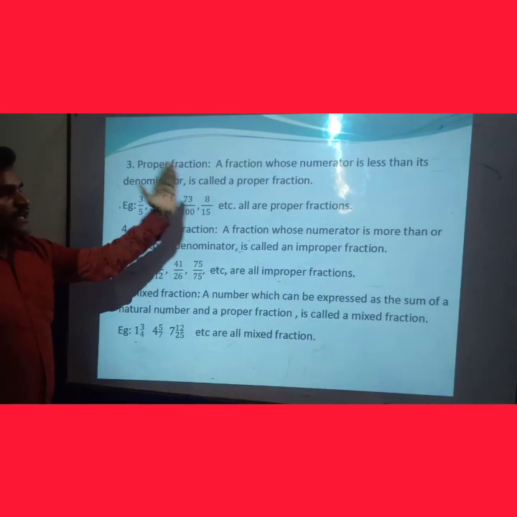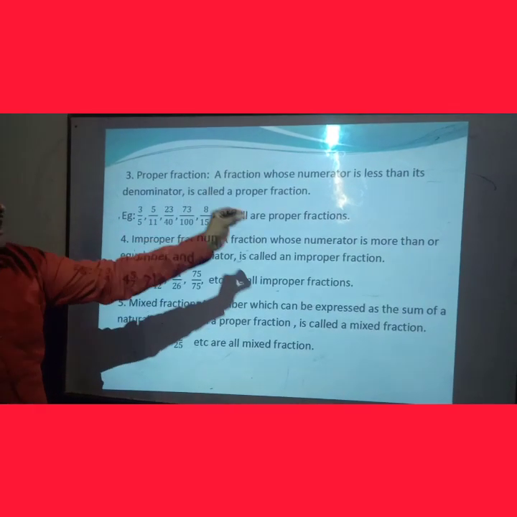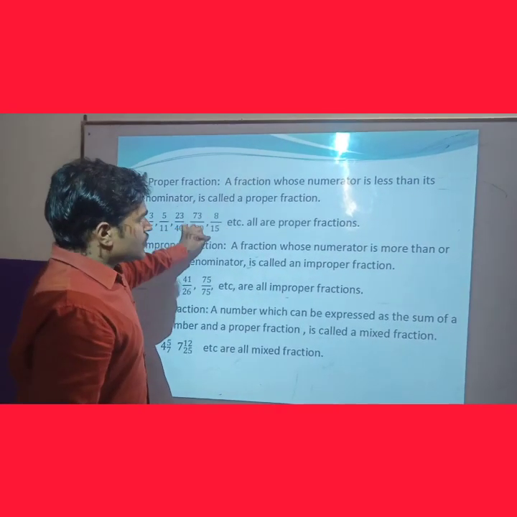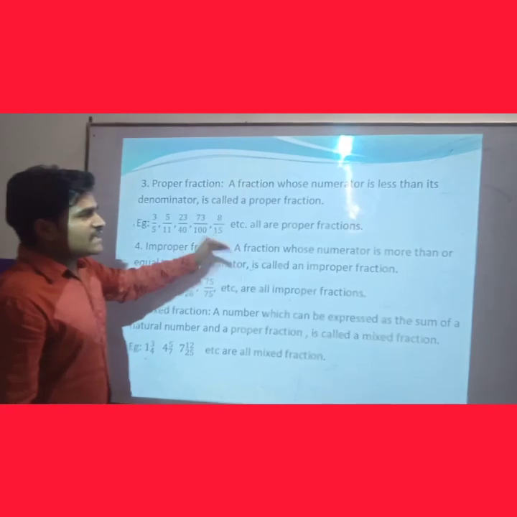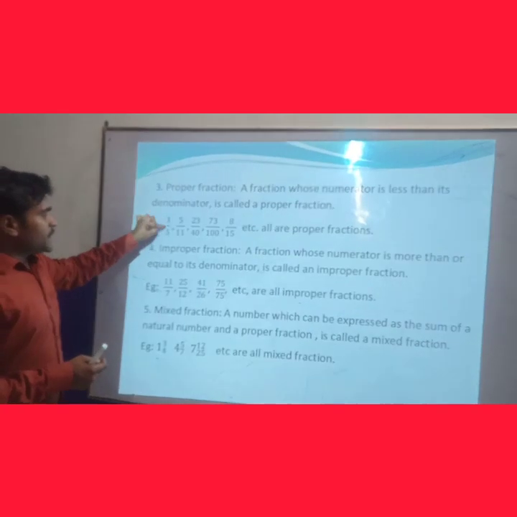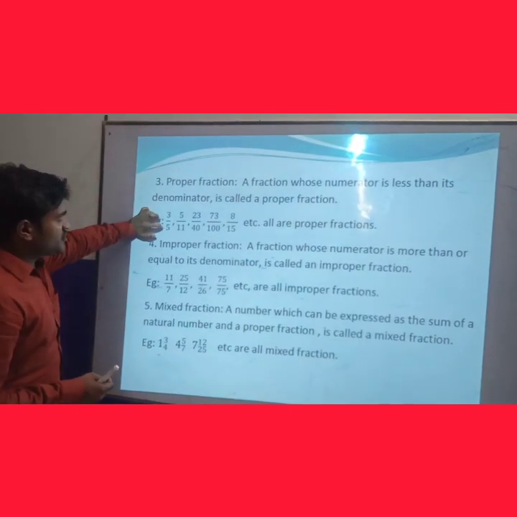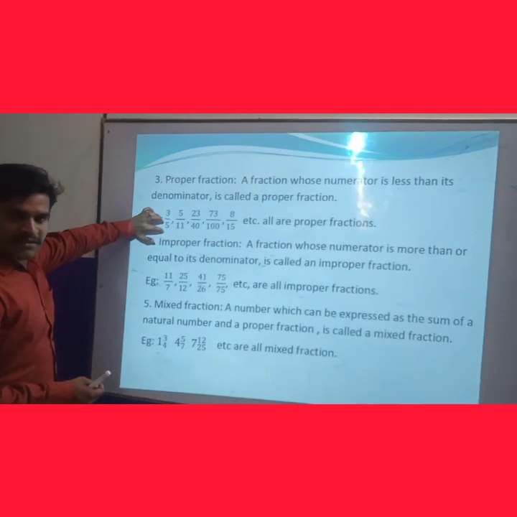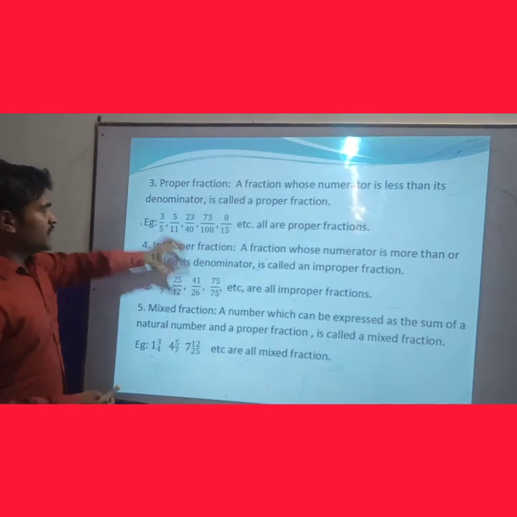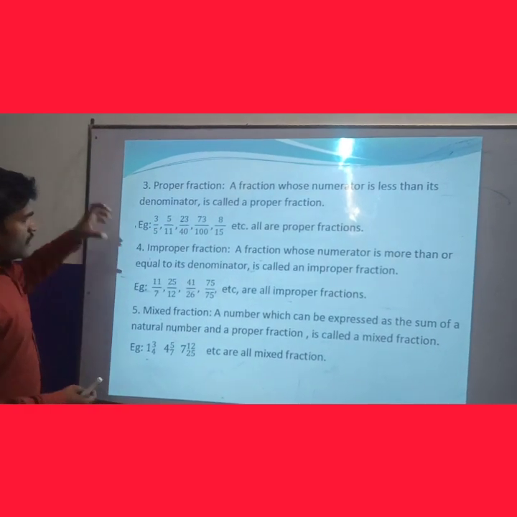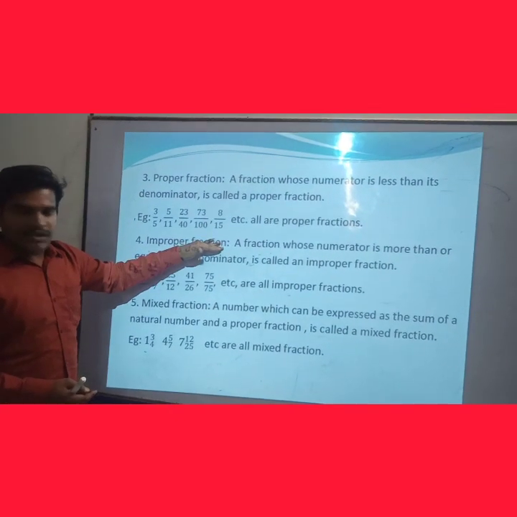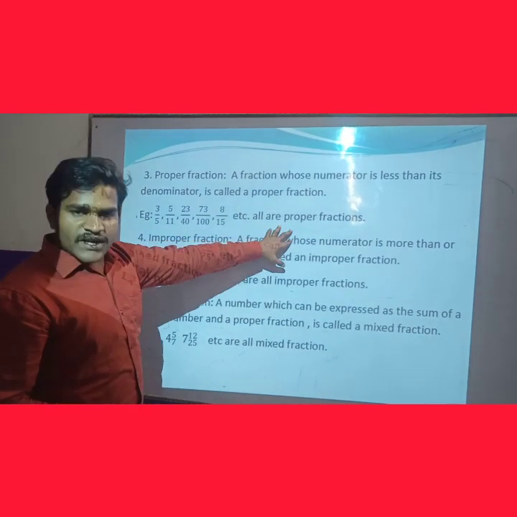Third is the proper fraction. A fraction whose numerator is less than its denominator is called a proper fraction. Let's see the example, 3/5. 3 is the numerator and 5 is the denominator. 3 is less than 5. Also 5/11, 23/40, 73/100, 8/15. In these fractions, all the numerators are less than their denominators. So these are called proper fractions.